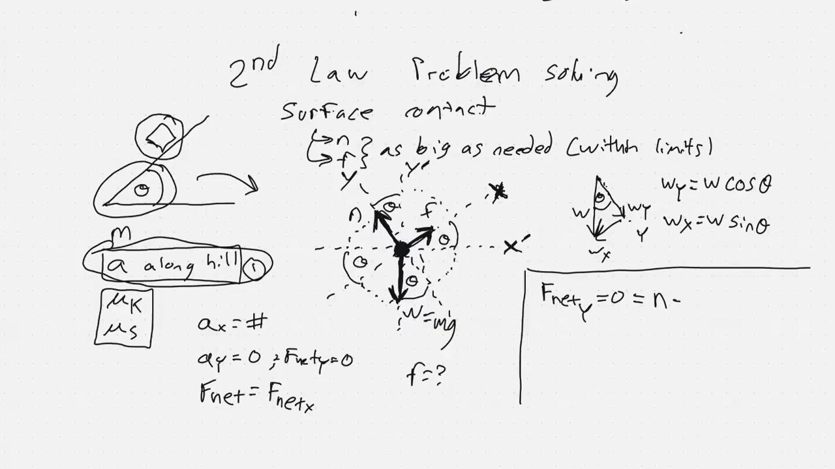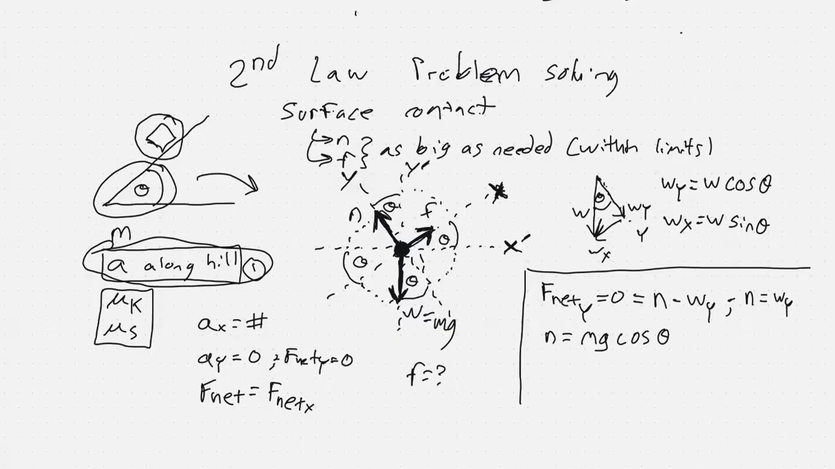Which means I can rearrange this and say, okay, n, the magnitude of the normal force, must therefore be equal to the y component of weight. Another way of saying that would be normal force is equal to mg, that's still just weight, times the y component, w times cosine theta, right? All right, so now I know the size of the normal force in terms of the mass.